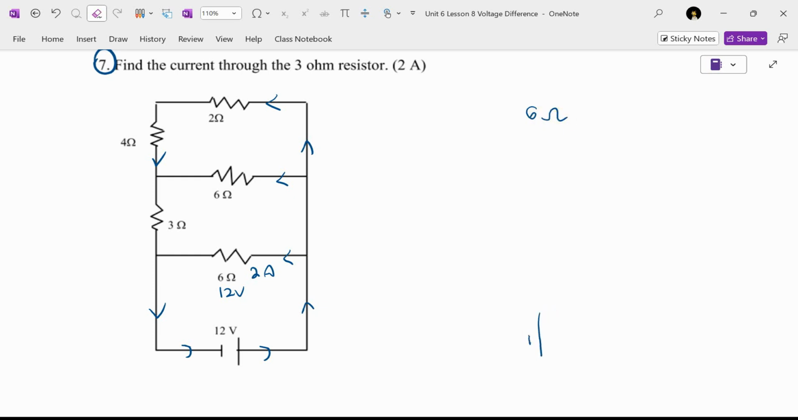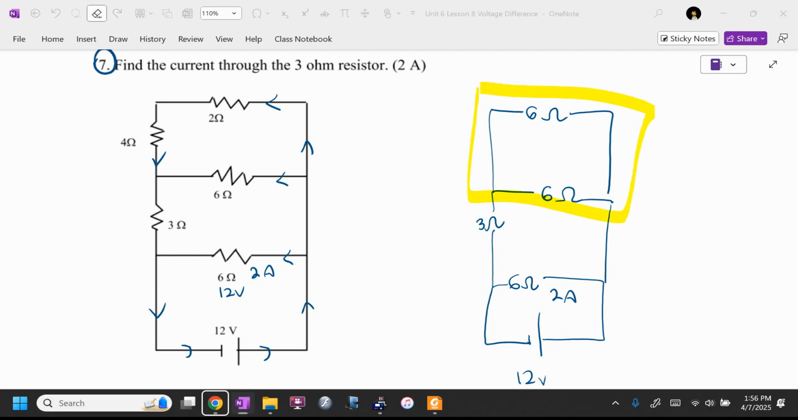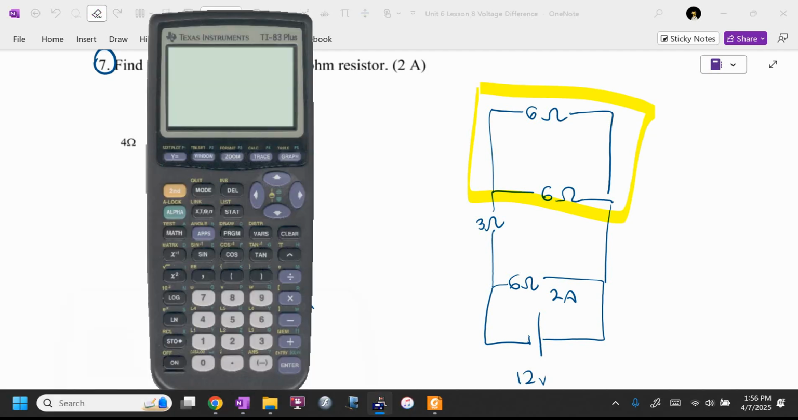So right now, if I do a quick resketch, I see 12 volts here. I do see a 6 ohm resistor right here, and I know this is pulling 2 amps. I see a 3 ohm resistor right here. I see a 6 ohm resistor right here. And I can combine those top 2 into that. Now I need to combine these 2. These 2 are going to combine by going 1 over 6, because those are in parallel. I can't do the 3. The 3 is in series. But 6 and 6 are in parallel.